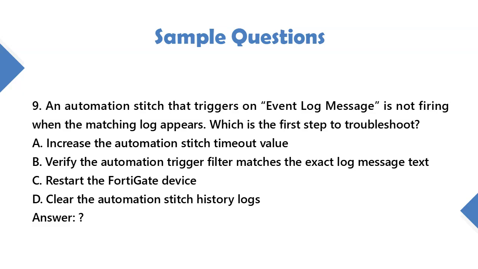9. An automation stitch that triggers on an event log message is not firing when the matching log appears. Which is the first step to troubleshoot? A. Increase the automation stitch timeout value. B. Verify the automation trigger filter matches the exact log message text. C. Restart the FortiGate device. D. Clear the automation stitch history logs.